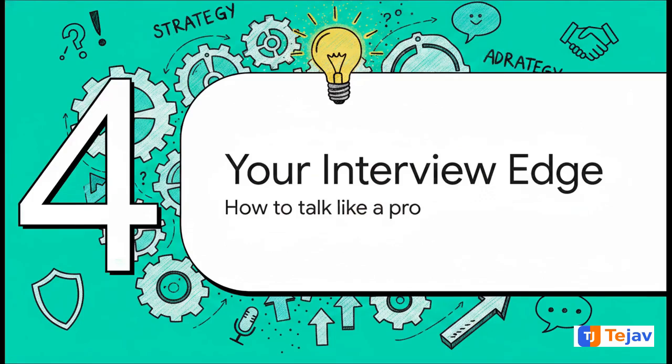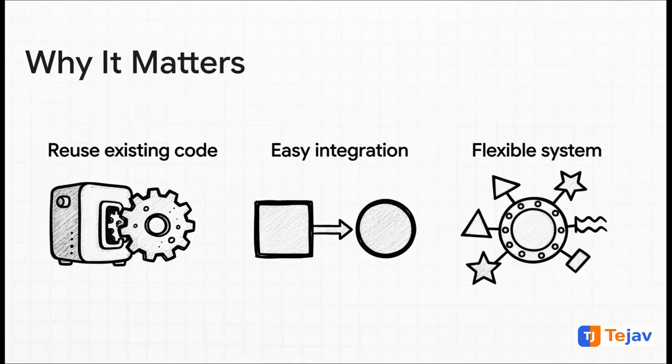Okay, so understanding the concept is one thing, but how do you talk about this in a technical interview and show that you really know your stuff? Let's get into the strategy. So when your interviewer inevitably asks, why is this pattern useful, you need to go beyond the basic definition. You want to tell them it's essential for three big reasons. First, it lets us reuse valuable legacy code without having to touch it. Second, it's an absolute lifesaver for integrating third-party libraries where we have zero control over their interfaces. And third, it helps us create a more loosely coupled system, which just means everything is more flexible and easier to maintain.